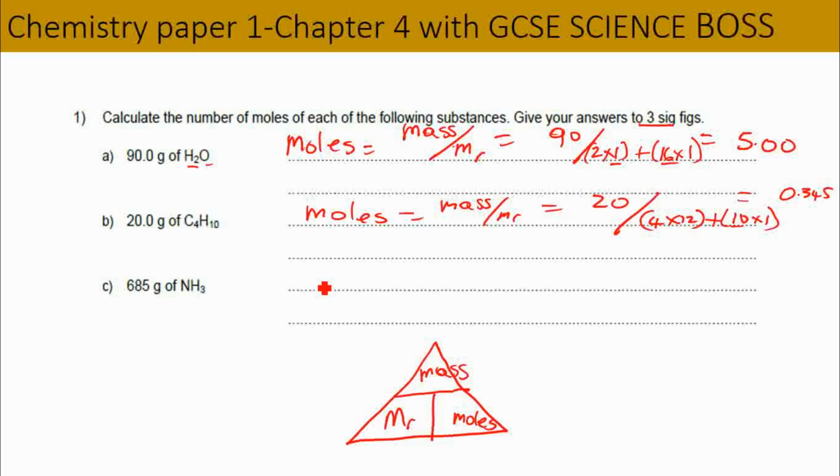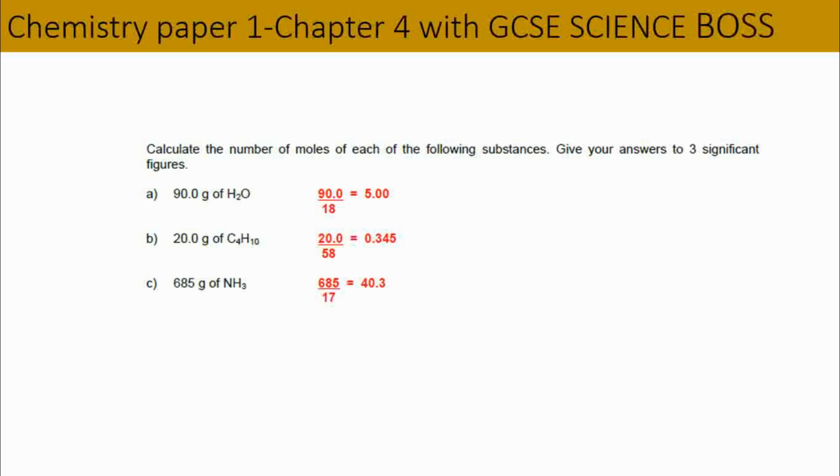Good. And next up, again, just remember, moles is equal to mass divided by Mr. Let's see if you got them right. It's going to be 685 divided by 1 times 14, getting the 14 from the periodic table, plus 3 times 1, getting the 1 from the periodic table. That should give you an answer of 40.3. So you can always check your answers there.